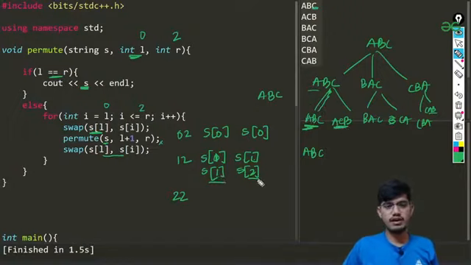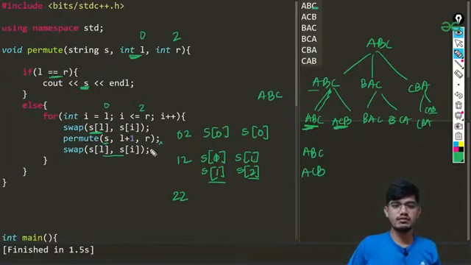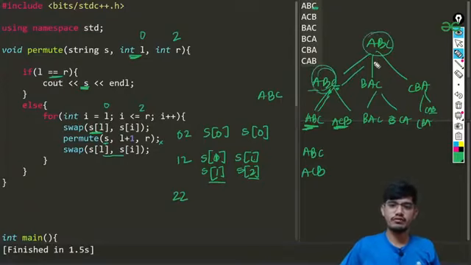Once we are done with that swap, we'll be calling for L plus 1. You can see we have increased from 1 to 2, then again we'll be getting this S printed, which is nothing but this one, ACB. So this part is also done. Now we'll be going back and reswapping, which means 2 and 1 will be reswapped. So ACB will be converted back to ABC, then again it will be going up here.